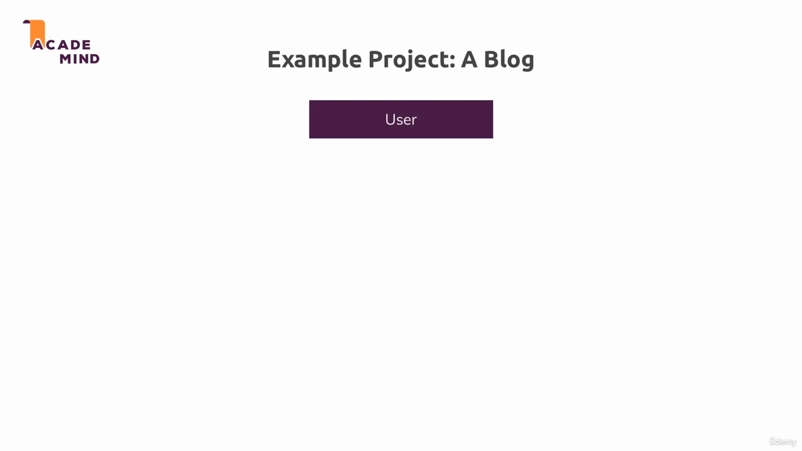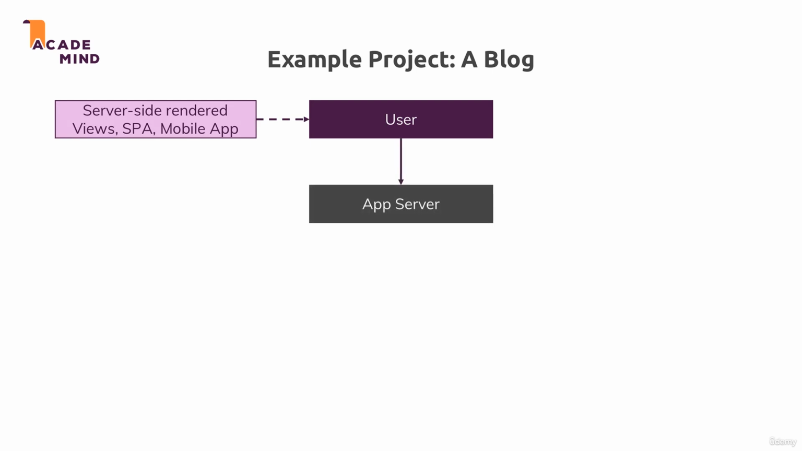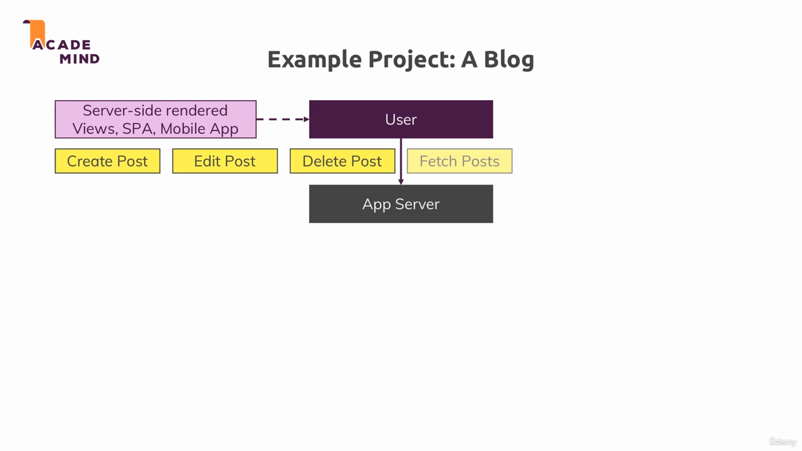So we have our user in our application, and that can be a server-side rendered website, a single page application, a mobile app, anything like that. We got our app server. And to that app server, we send a couple of different requests. Because let's say we're building a blog, as the title says. So users are able to create posts, edit posts, delete posts, fetch all posts so that we can display a list of posts on a page, fetch a single post so we can read that post, and also comment posts so we can write comments. And we can also fetch these comments, of course, to display them.